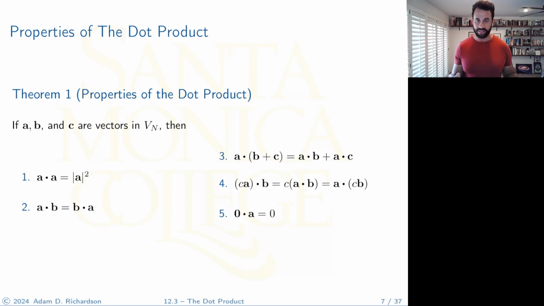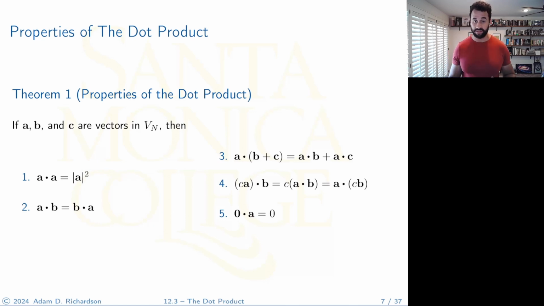So here are some properties of this particular operator. If you've got vectors a, b, and c, and they're n-dimensional vectors, doesn't matter what dimension, then if you dot a vector by itself, you actually get the square of its length. So this is a helpful result. A dot A gives you the length of A squared. And this one we're going to prove in just a minute here.